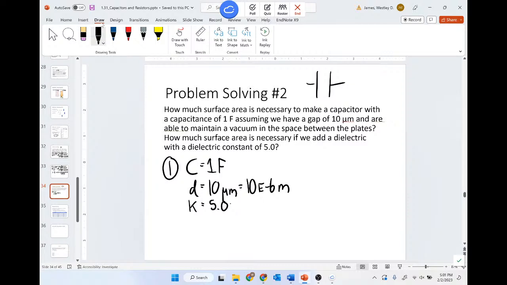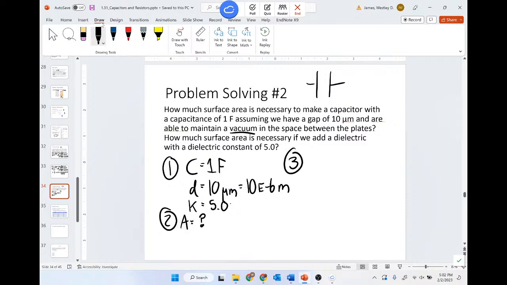It's just a constant because it's a multiple. So we'll put that for now, but we're not going to use it in part A, because in part A it says we have a vacuum. I'll put it now just so that when we get to part B later, we can solve for that. It is asking how much surface area, so we're solving for area, equals question mark.